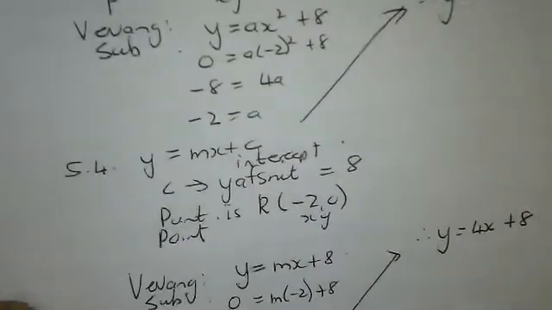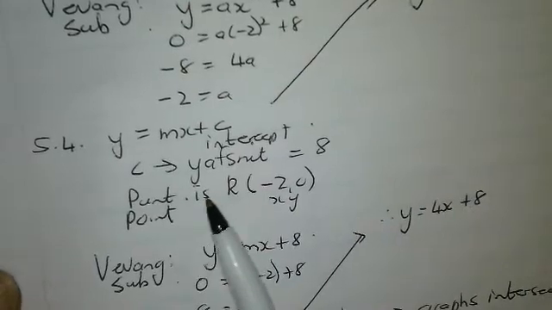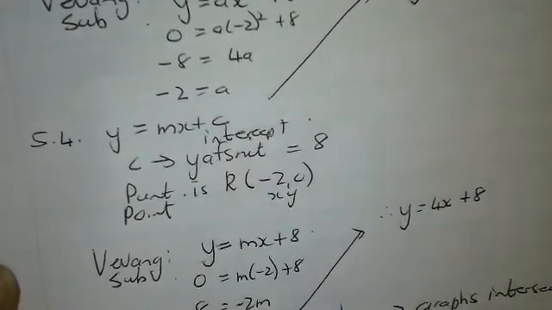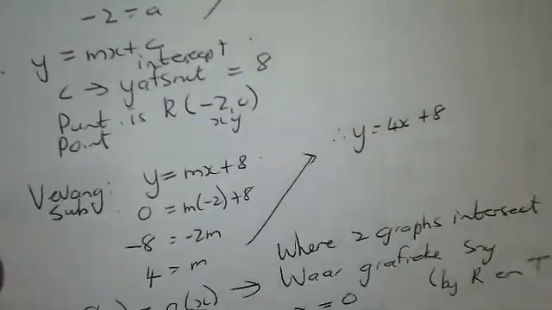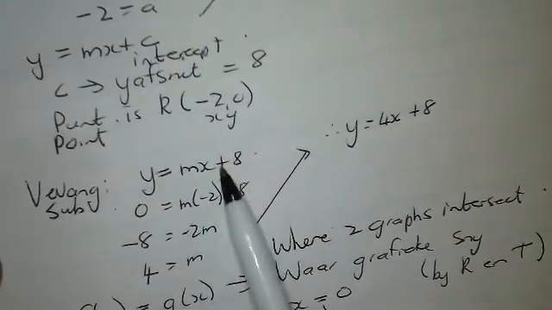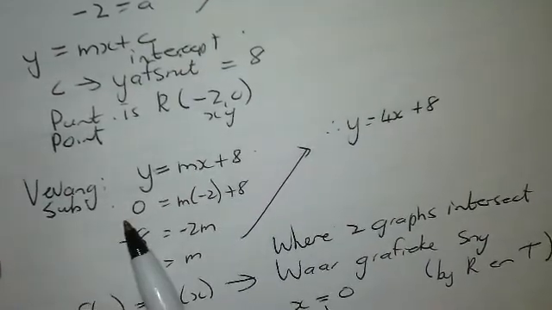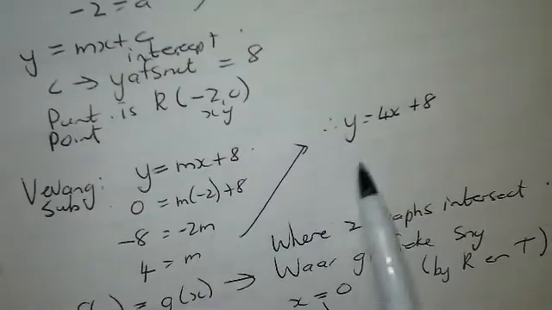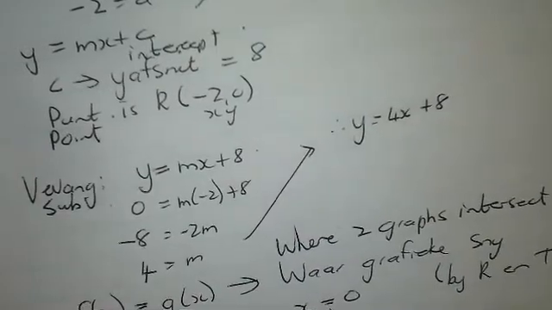So if you look at that one, the y-intercept is 8. The point it's passing through is R, which is -2 and 0. That's x and y. Now you substitute that into your general form, so y is equal to mx plus 8. The 8 is in the place of c. x and y you substitute. That means the gradient will be 4. And then you substitute that into mx plus c.